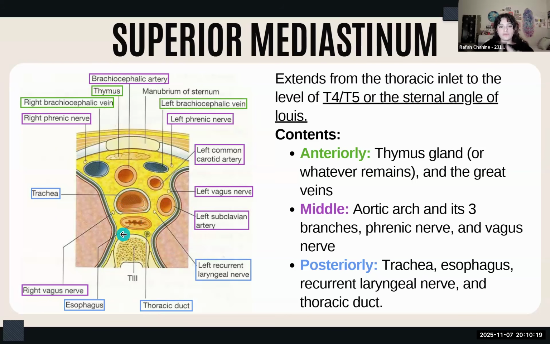Okay, so if we continue moving superiorly, I told you that the thoracic duct moves to the left of the esophagus, right? So if I continue moving upwards, this is eventually going to move in this direction and drain into which area?